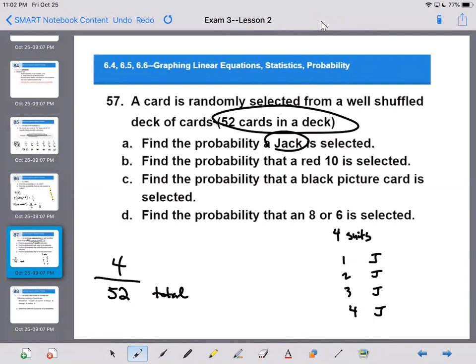And 52 is an even number, so we know it's divisible by 2, and we know 4 is divisible by 2. So we can simplify this into 2/13.